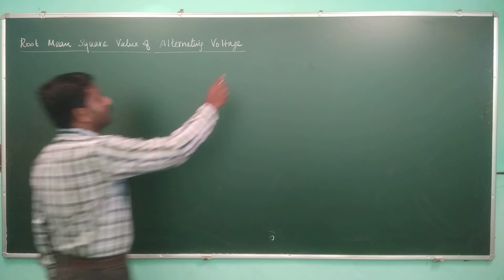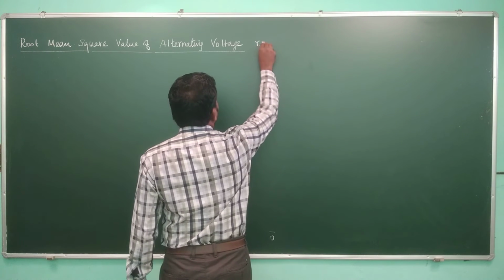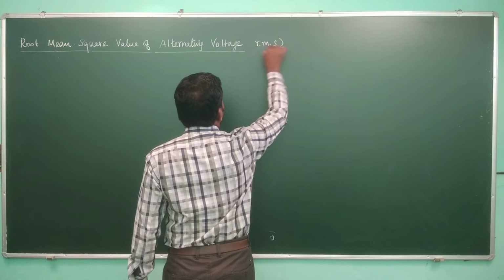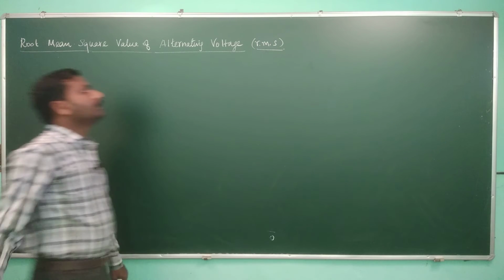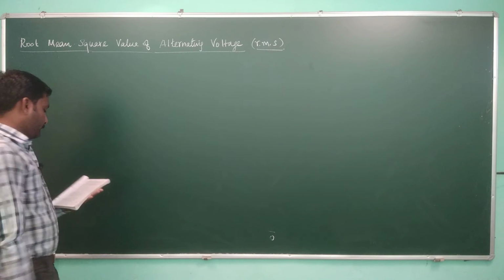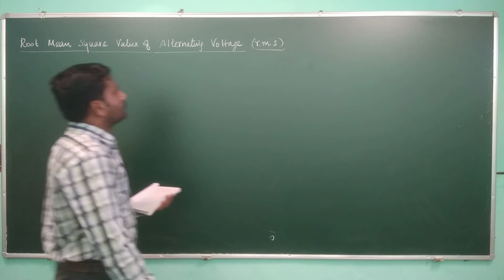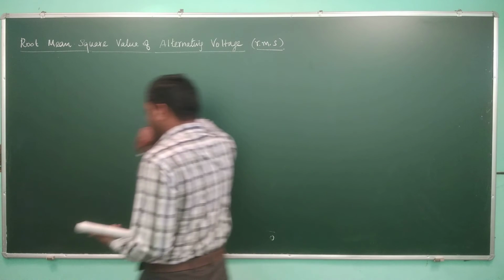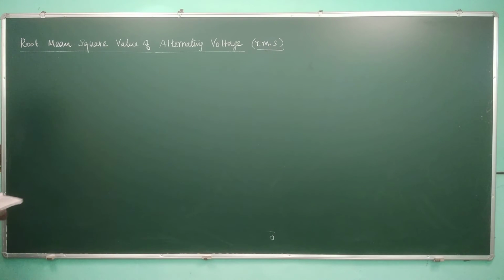Simply, root mean square value is denoted by r.m.s. in small letters. Okay, not in capital letters, small letters, root mean square. And RMS, sometimes with full stop, or if you use it with a letter, then it is used continuously without any full stop. Fine. What does it mean actually?